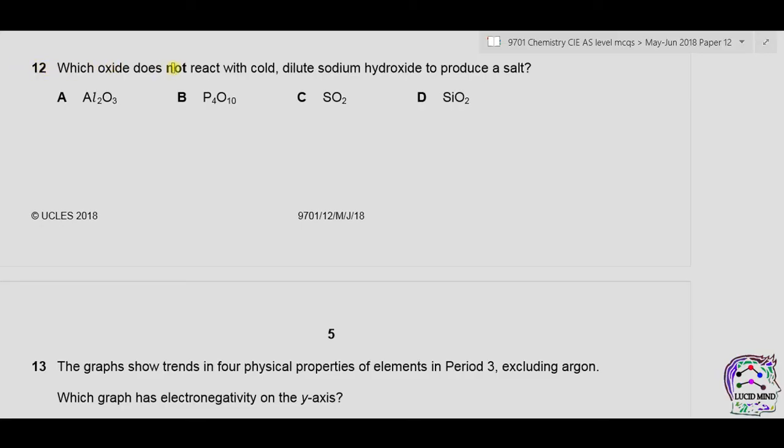Question 12. Which oxide does not react with cold dilute sodium hydroxide to produce a salt? In the options we have aluminum oxide. Aluminum oxide is amphoteric oxide. It can react with both acid and alkali to form salt. So when aluminum oxide is reacted with sodium hydroxide, it will form salt and water.